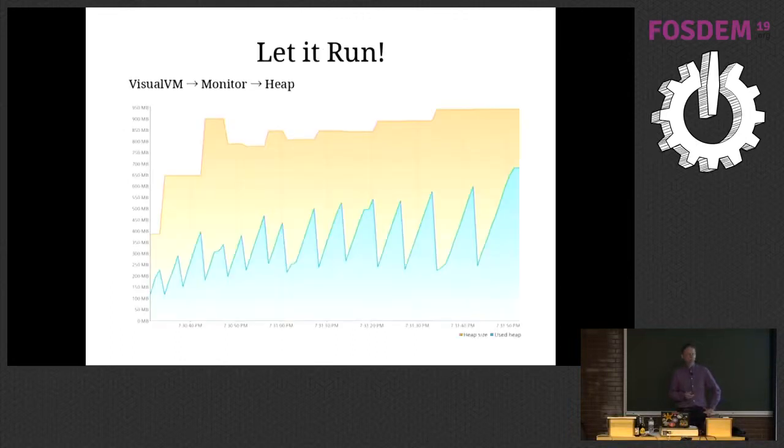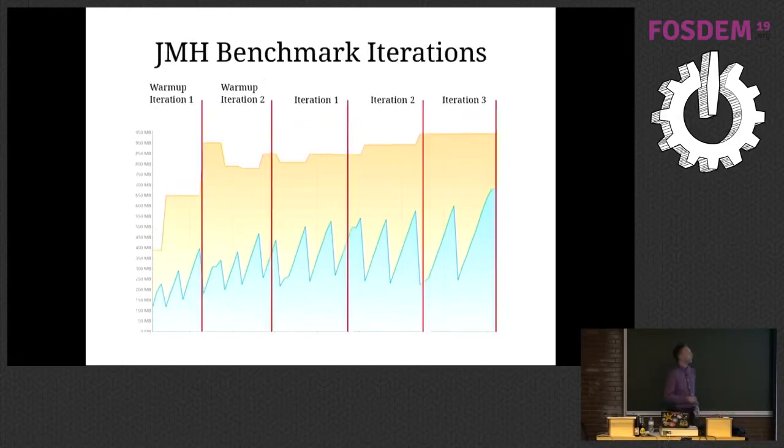So what's happening when I run a Java program? This is the output of Visual VM. When you click Monitor and Heap, you see the space allocated by the objects in blue. That's the heap that moves up and down each time the garbage collector does its work. And the orange thing is the total memory that is occupied.